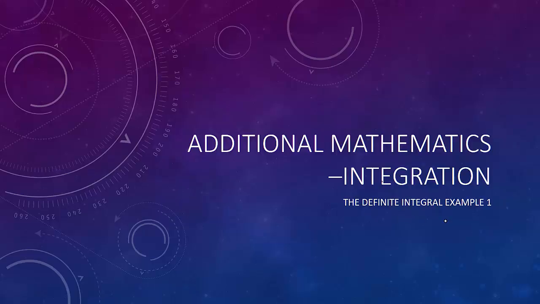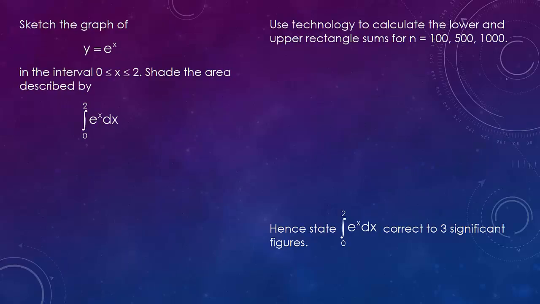The definite integral, example 1. Sketch the graph of y equals e to the x in the interval from 0 to 2 and shade the area described by the integral from 0 to 2 of e to the x dx.